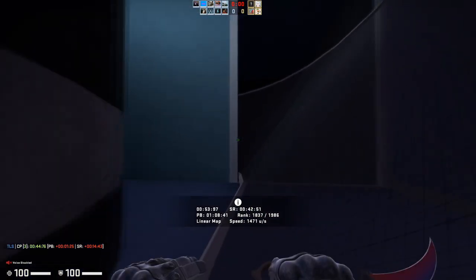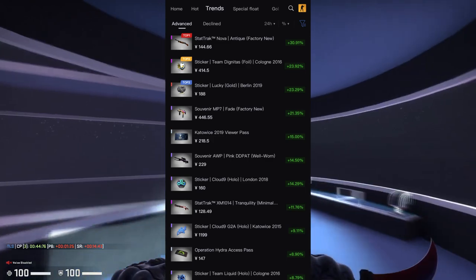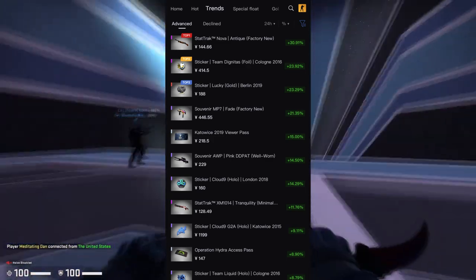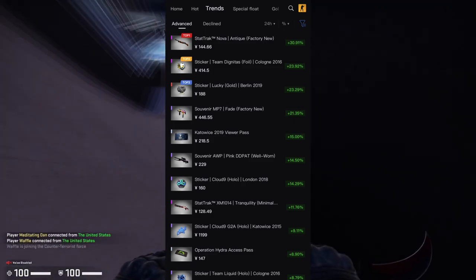So let's take a look at the trends page on Buff. Now, the way to get to the trends page, you're going to have to use the mobile app. You can't do it from the desktop site. Hopefully they do allow that in the future at some point, but currently you do have to use the mobile app in order to get there, so make sure you have the mobile app.